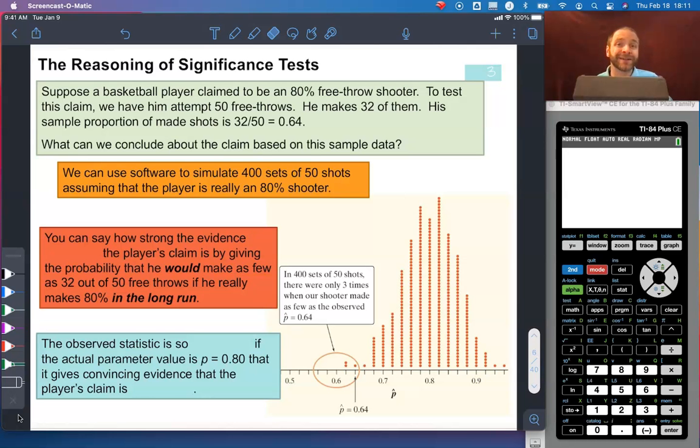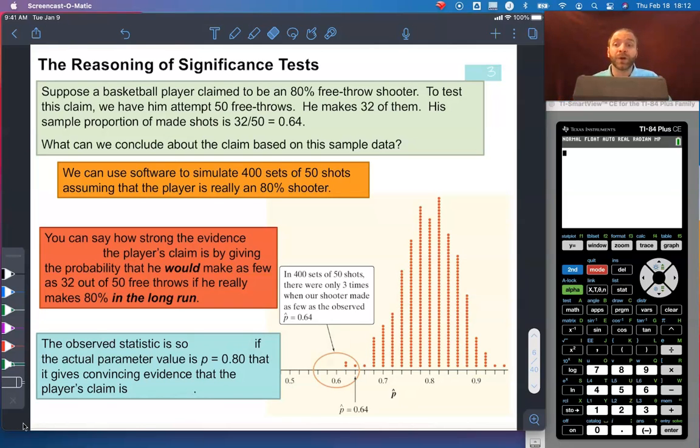Let's use this example to help us out. Suppose a basketball player claims to be an 80% free throw shooter. To test this claim, we have him attempt 50 free throws. He makes 32 of them. So his p-hat, the sample proportion, is 32 out of 50, which is 0.64. So what can we conclude about the claim that he's 80% free throw accurate based on the sample, which we saw was only 64% free throw accurate?